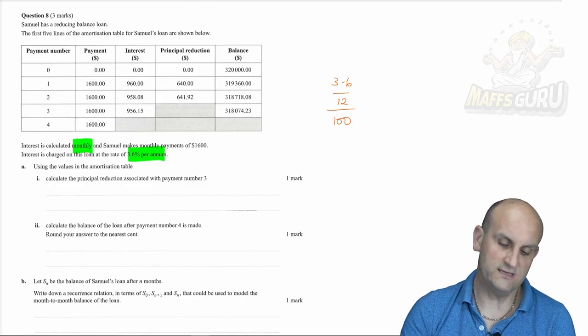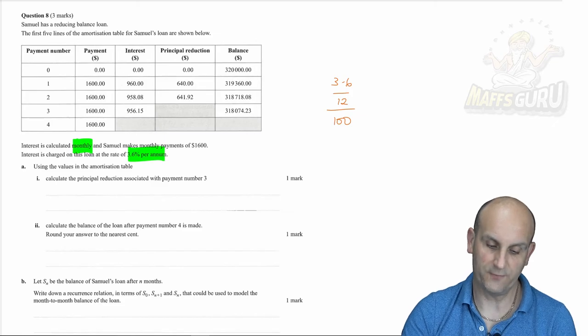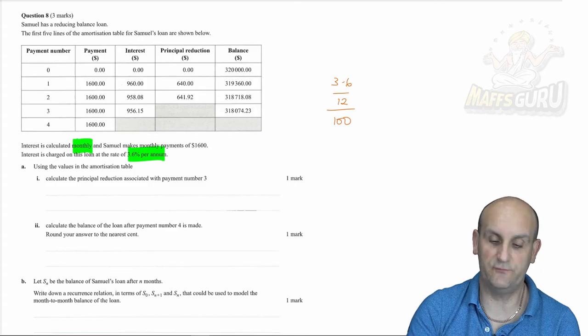Using the values in the amortization table, calculate the principal reduction associated with payment number 3. Okay, the principal reduction, as far as I'm concerned, there were two different ways of doing it. When I did it initially, I did it the hard way.